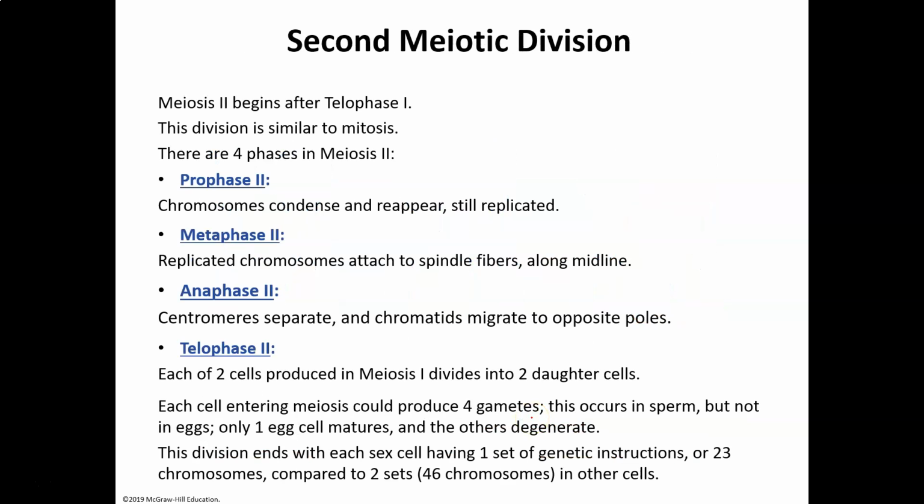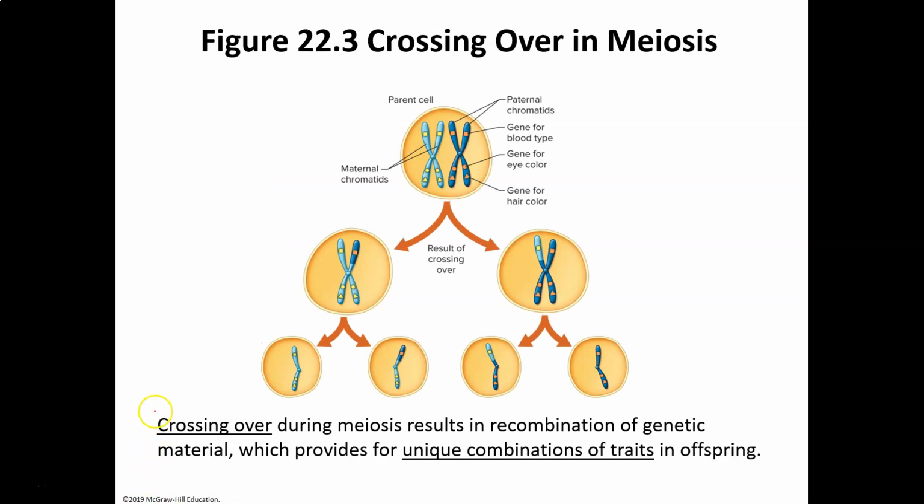Now, the second meiotic division pretty much heads along similar to mitosis at this point, and you can go through the phases there. In the end, here's what you get. You get 4 gametes. They each have different genetic variation. Remember I said, in eggs, only one of the egg cells matures, and the others degenerate. Division ends with each sex cell having one set of genetic instructions, or 23 chromosomes. So each genetic cell has 23 chromosomes.